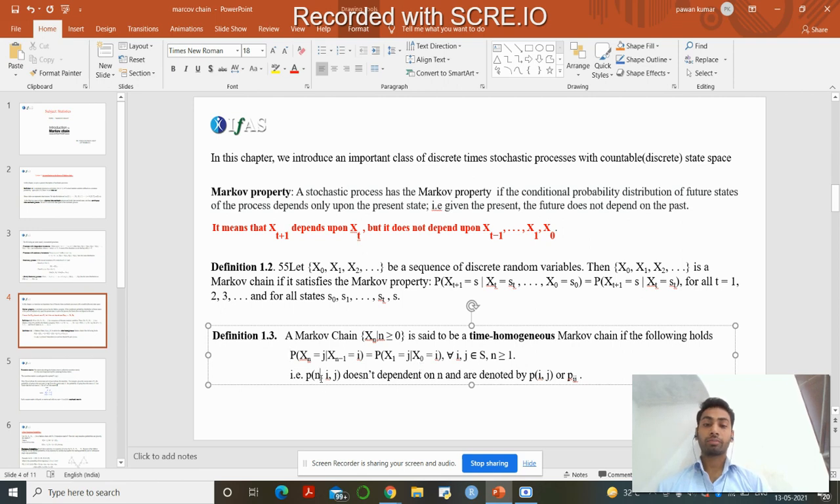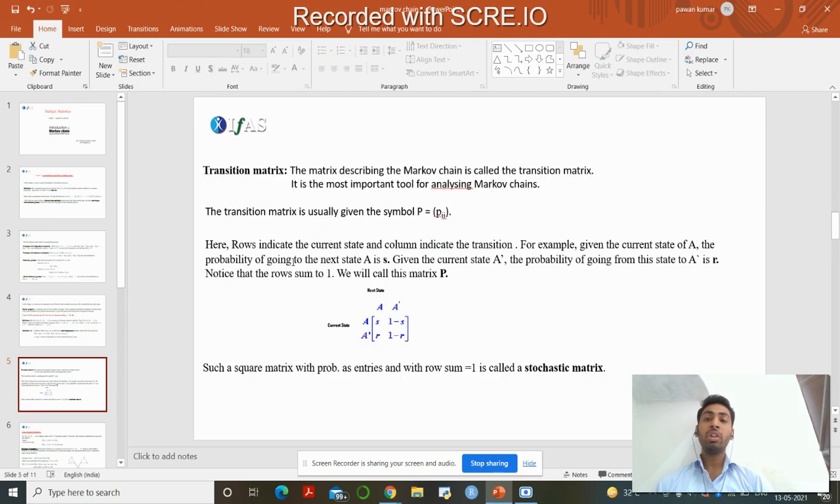So what is the meaning of time here? It does not depend on n. What is n? n is the state index, like X n. If I say X 5, then we are at step 5. So it does not depend on which step you are at, so it does not depend on n. So instead of writing p n i j, we can denote it by p i j, because it does not depend on n. We define it like this. This is called time homogeneous if it does not depend on n.